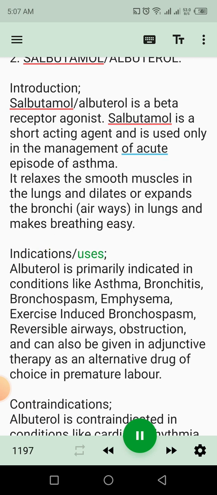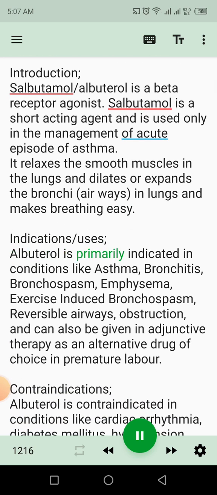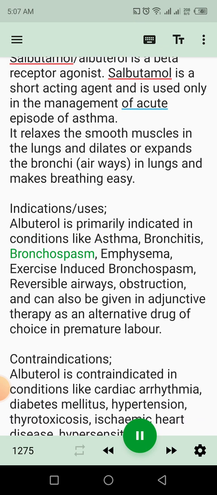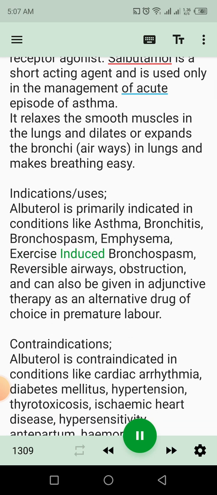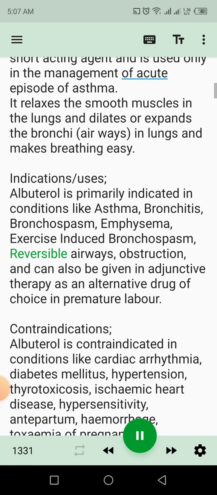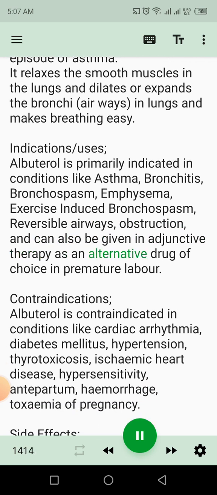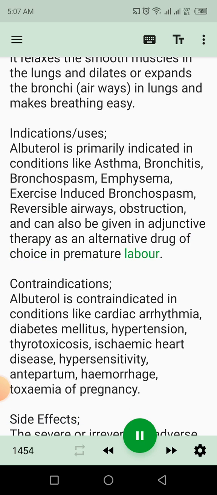Indications. Uses. Albuterol is primarily indicated in conditions like asthma, bronchitis, bronchospasm, emphysema, exercise-induced bronchospasm, reversible airways obstruction, and can also be given in adjunctive therapy as an alternative drug of choice in premature labor.